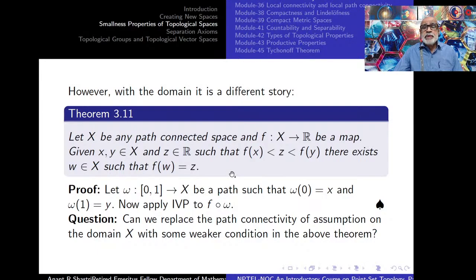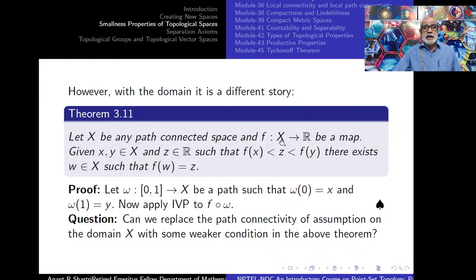One of the theorems in path connectivity, even for motivating that through the intermediate value theorem, I had this theorem, namely 3.11. Look at this theorem 3.11. It says that X be any path connected space and f from X to R be a continuous function. Given x and y inside X and z between f(x) and f(y), so I am assuming f(x) is less than f(y), take a point z between them, some real number. Then there exists a w inside X such that f(w) equals z.